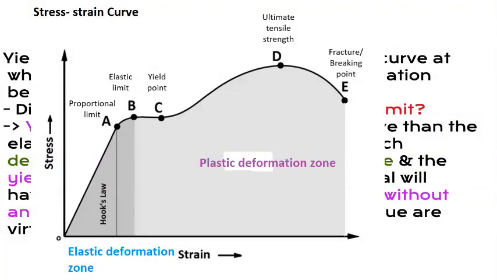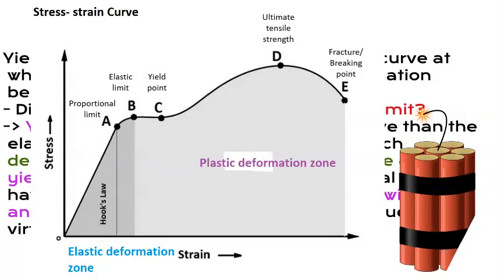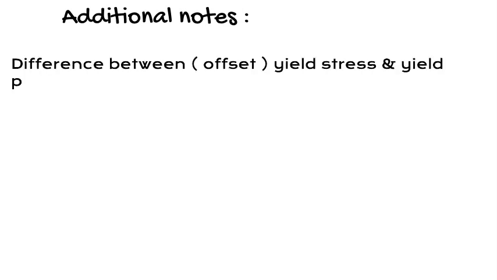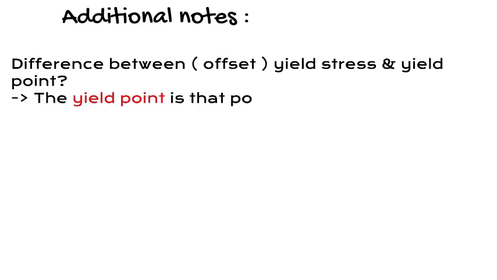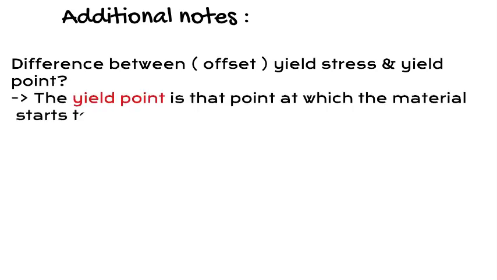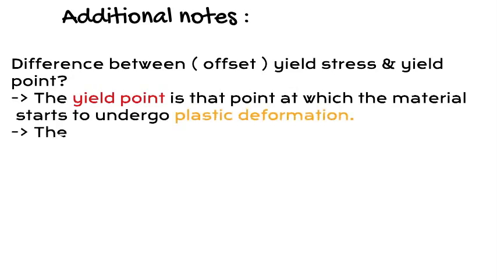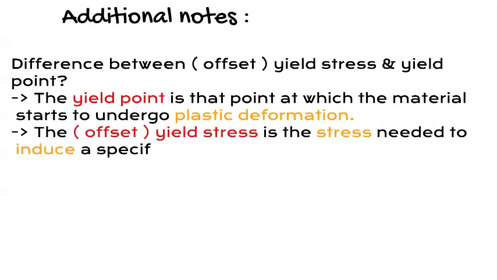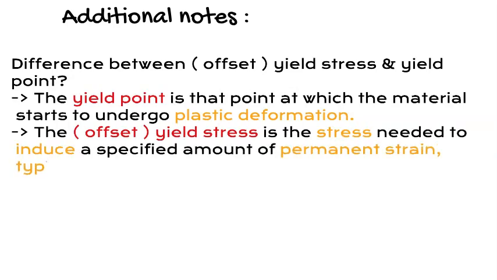Again, you will see our stress-strain curve. Another additional note: what's the difference between offset yield stress and yield point? The yield point is the point at which the material starts to undergo plastic deformation. The offset yield stress is the stress needed to induce a specified amount of permanent strain, typically about 0.2%.